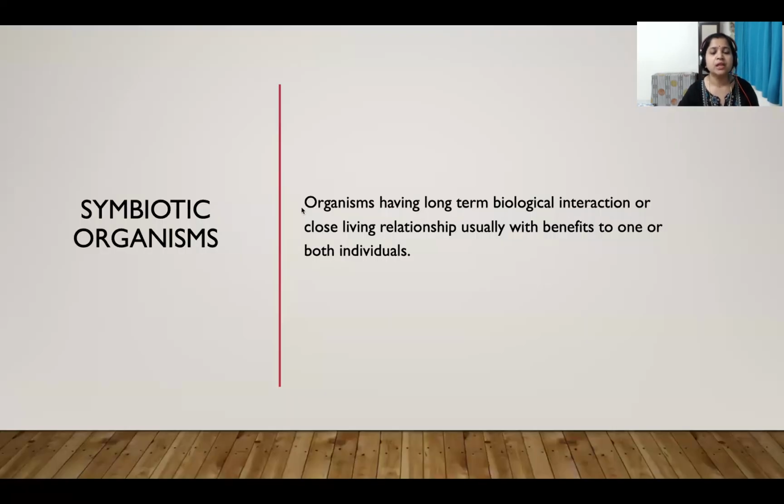Understood? So when those kinds of organisms have a long-term biological interaction, they stay together to form a single organism, and both of them benefit each other, or any one of them gets the benefit at the expense of the other. Those are called symbiotic organisms, and these are the different heterotrophic modes of nutrition found in plants. So the plants having heterotrophic mode of nutrition may be parasites, insectivorous, saprotrophs, or symbiotic organisms.